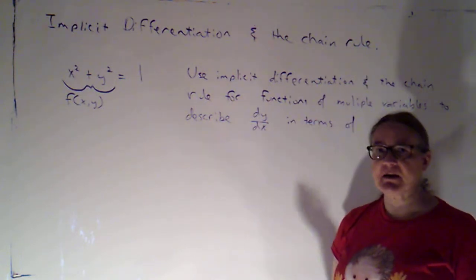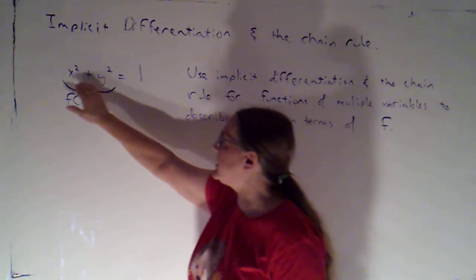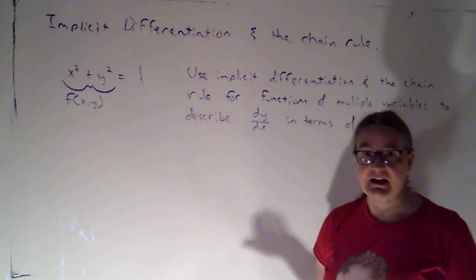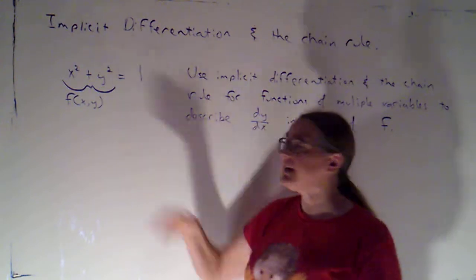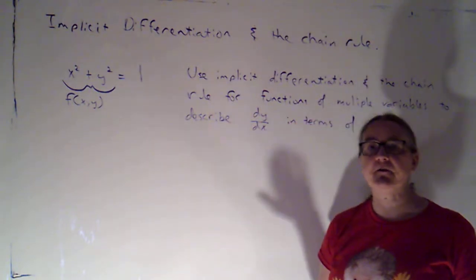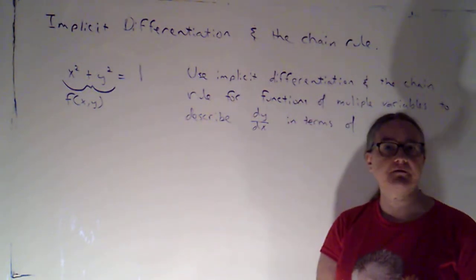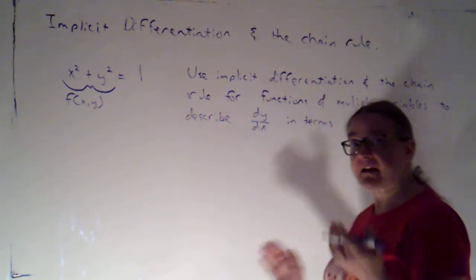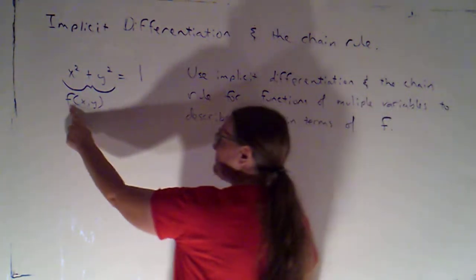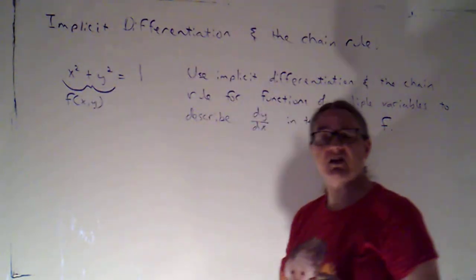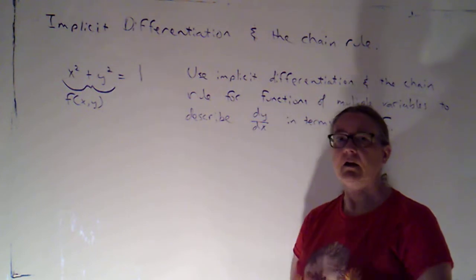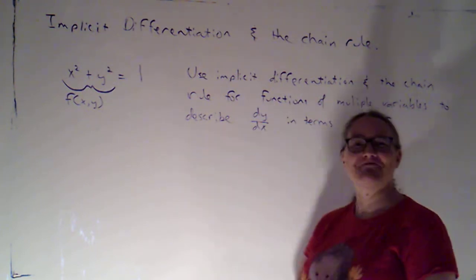Now, in first semester calculus, you learned how to use implicit differentiation to find dy by dx. We can say this equation implicitly defines y as a function of x, and we can use implicit differentiation to find a formula for dy by dx. Of course, that description didn't refer to this function f, because you didn't know that functions of two variables even existed, perhaps, at that point in your math career.